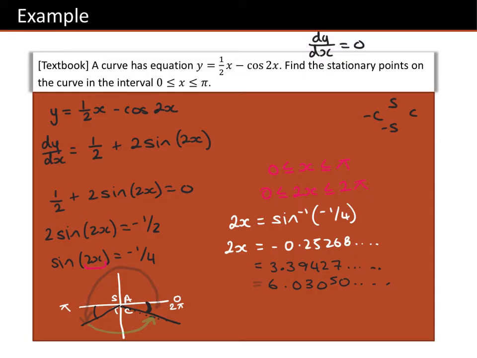Now remember, I want to just find what x is. So I now need to divide these by 2. And we only want it in the region of 0 and 2 pi, so I'm going to reject the negative one. We only had the negative one to help us out. So if I divide everything by 2, I get x equals 1.697 and 3.015. So I have now found my x coordinates for my stationary points.